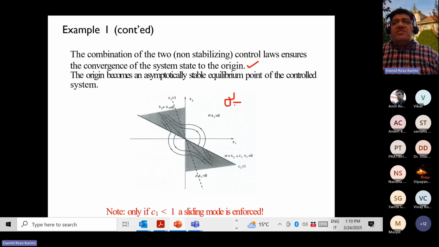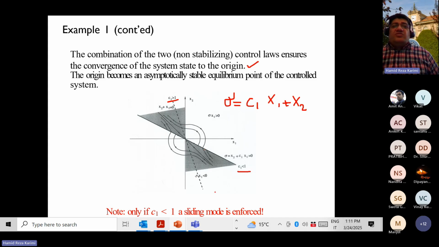So here you have sigma equal to C1 x1 plus x2. For this switching surface, if C1 is bigger than 1 or C1 is less than 1, then you have sigma equal to x2 plus C1 x1. In this case, all the state trajectories can converge to this sliding surface. From any initial point, from this area or from this area, the system can converge to this sliding manifold.